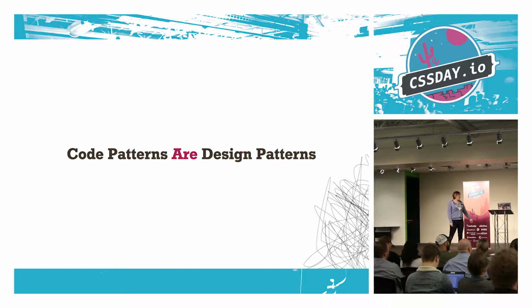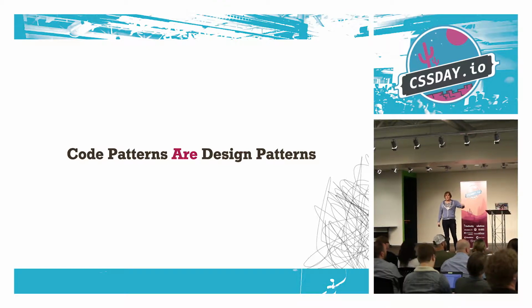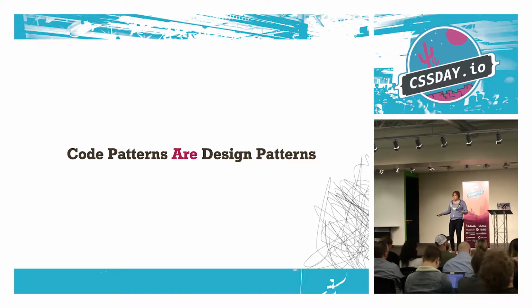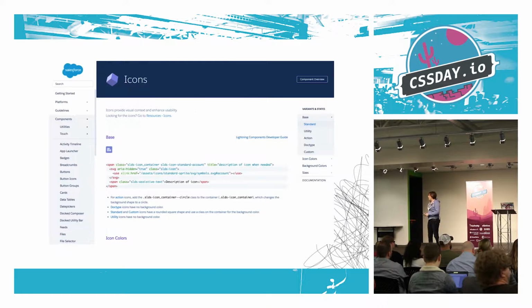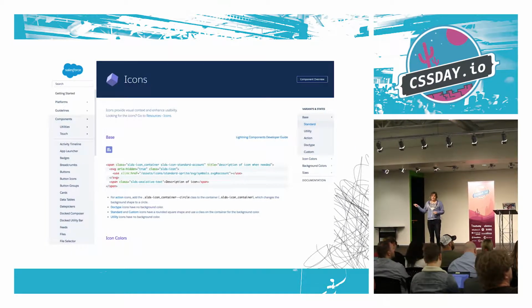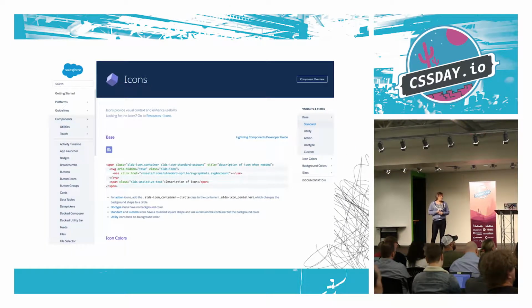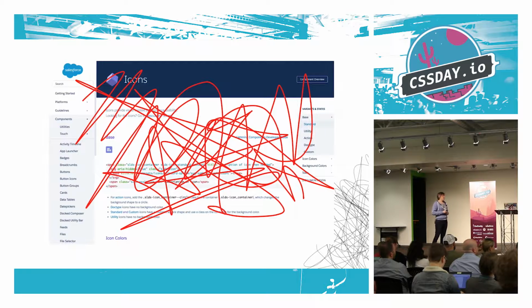Sorry, I'm off topic. Code patterns are design patterns. You can't have a consistent design pattern without having consistent code patterns. And that's what we're going to talk about. So if you look at the Lightning design system, they show you not only what the pattern is, but also how to make it. They've got the code right there.